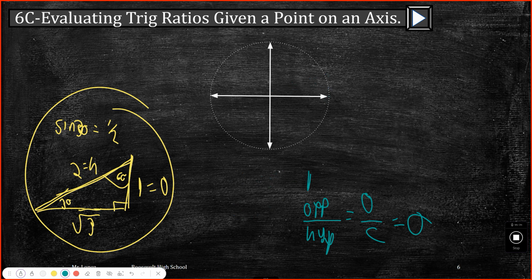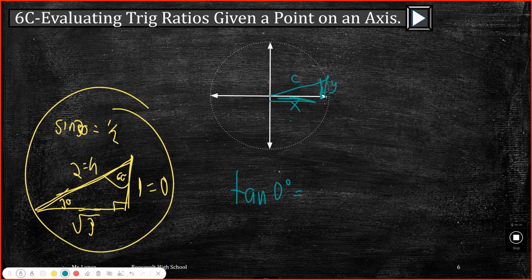All right, so now, what's the tangent? What's the definition of tangent? Let's go easier and go like this. Let's say this is C, this is Y, and this is X. This is a length of X, this is a length of Y. So tangent of 0 is opposite over adjacent, Y over X.